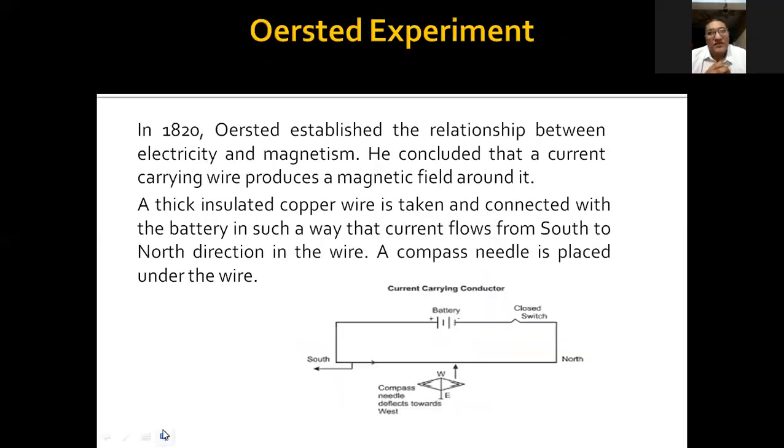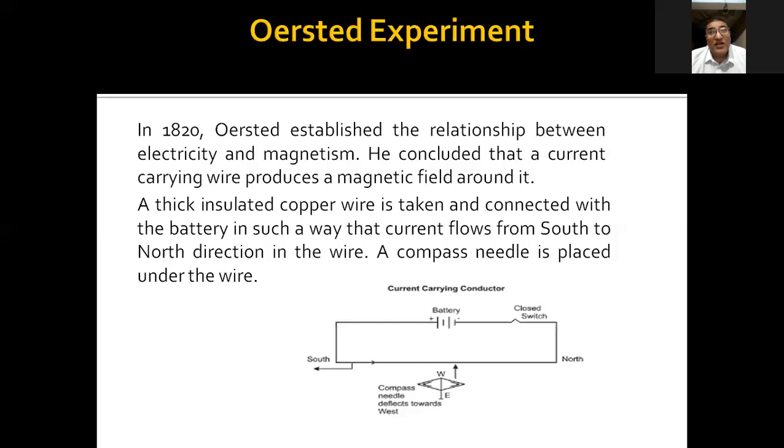There was a scientist, Oersted, in 1820. He was experimenting in his lab, and by accident he discovered one remarkable thing. He was working with a battery and a conductor, and by chance the conductor was in the north-south direction. We always put it in the north-south direction when we perform this experiment. By chance, there was a magnetic compass. When there is no current in this wire and he put a magnetic compass beside the wire, he observed that the compass aligned itself in the north-south direction of the earth.